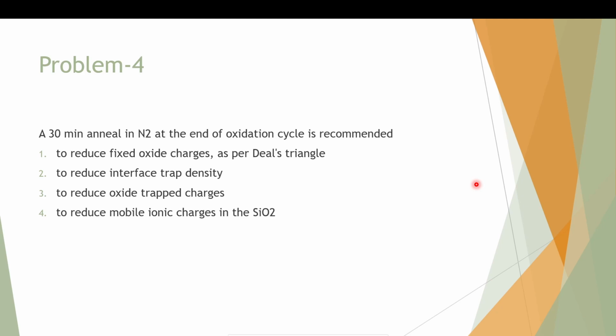So after the oxidation, a 30-minute anneal in N2 is recommended. So what does this N2 do? Will it reduce fixed oxide charges? Will it reduce interface trap density? Will it reduce oxide trap charges or ionic charges in SiO2, in the bulk of SiO2? So these four were the primary defects that we know of in SiO2 that is formed by native oxide growth.